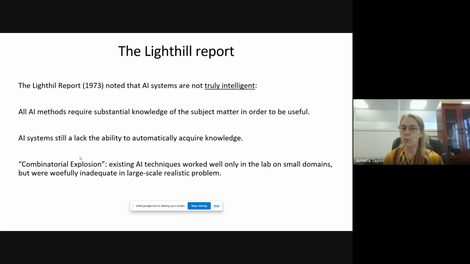And the report is quite detailed. I'm just taking out a few of the things in that report. And the other thing that he noted is that existing AI techniques worked well only in the lab or on small domains. And in his words, they were woefully inadequate in large-scale realistic problems. And here he was giving the example of an engineering system that was using AI to land planes. So he was saying, well, we still rely on radio technology to land planes because they work in the expected conditions better than an AI.